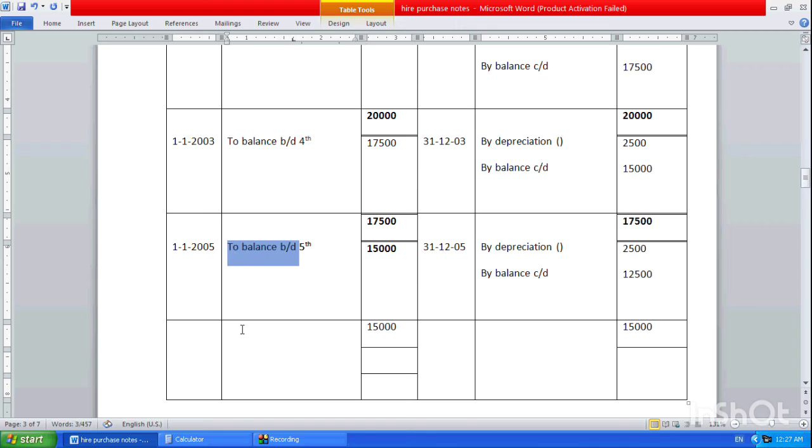So this is the 5th year, and overall we have also paid the 5th installment. You can write here for transfer, otherwise you can leave it here for this problem. 1st January 2006, balance brought down 12,500. This is the final value of the machine after depreciation.